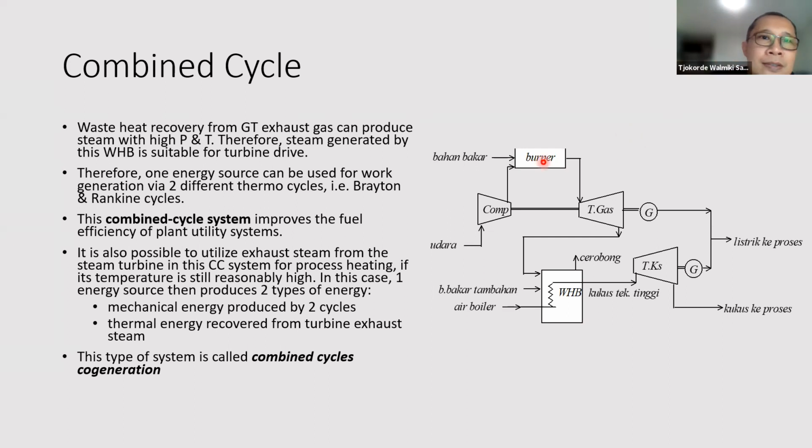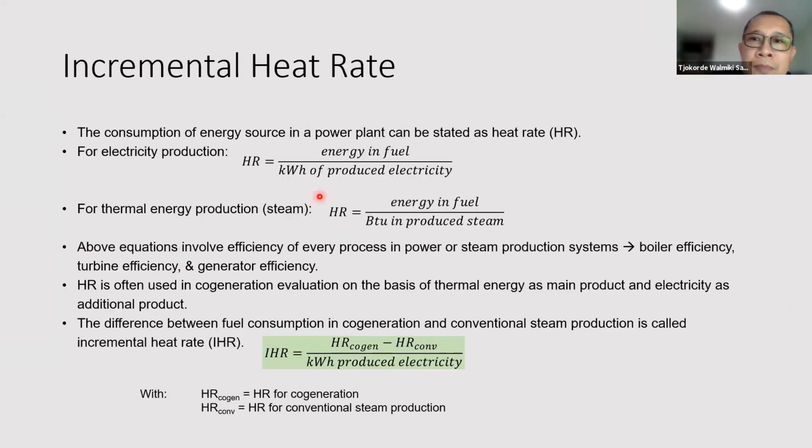Okay, so this is just a simple parameter to evaluate efficiency that is brought about by cogeneration and combined cycle technologies. So the consumption of energy source in a power plant. Now remember, this is an electric power plant. We're not talking about any random chemical processing plant, but we're talking about power plant, pembangkit listrik, ya, instalasi pembangkit listrik. So again, the consumption of energy source in a power plant can be stated as heat rate, HR.